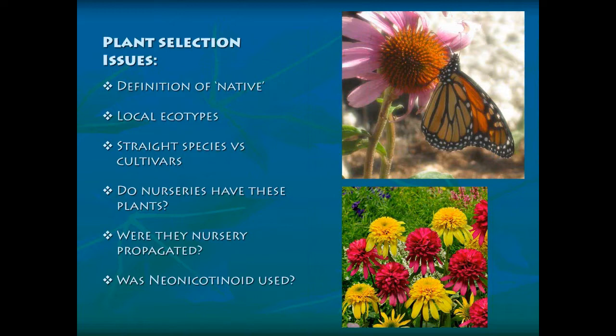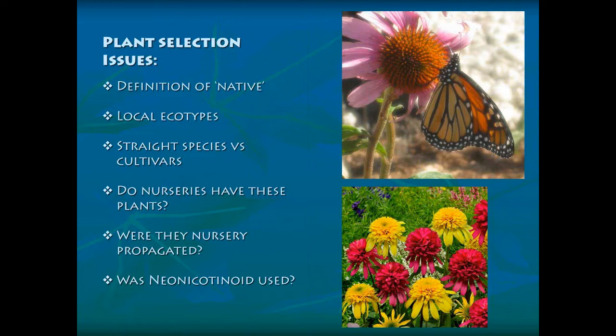The top is a species purple coneflower. So that's what you would find in nature. And under that are some cultivar purple coneflowers. And you can see that they look very, very different. The color is different and the form is different. And to be honest, it would be very difficult for a pollinator to actually find the pollen or the nectar in those cultivars. So you can say you have native plants in your garden, but if it's a cultivar that's very, very different, that's a problem.